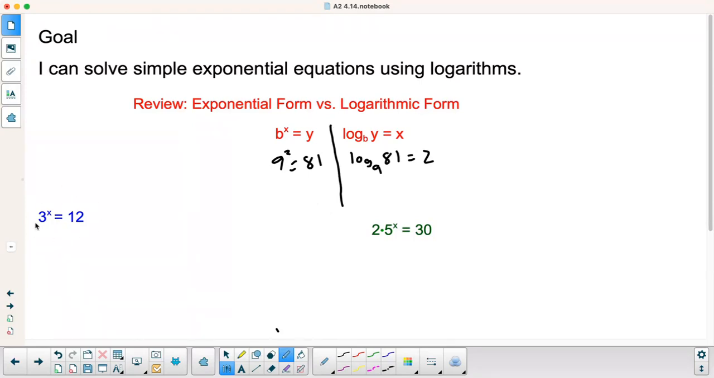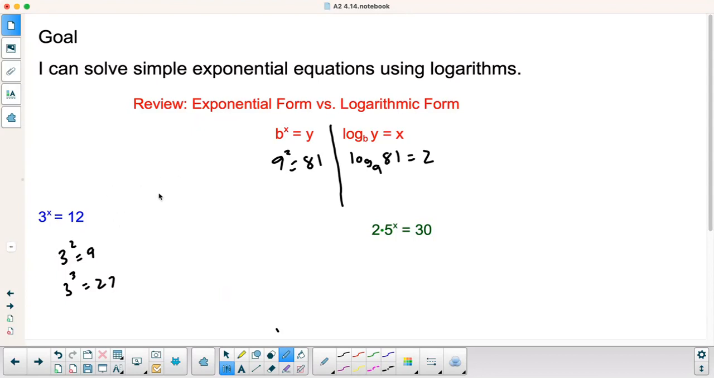So here's an exponential equation. Right now, the only way that we can estimate a value of x is to kind of trial and error it. We know that 3 squared is 9 and 3 cubed is 27, so I know it's somewhere between 2 and 3. Then you just start plugging in numbers until you get something close. And that's how we would do it up until now.